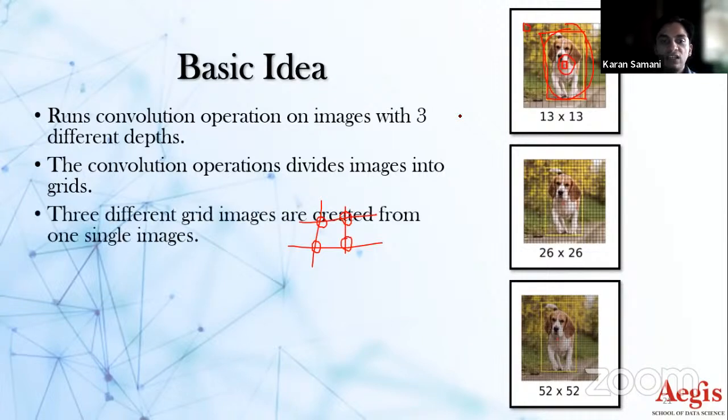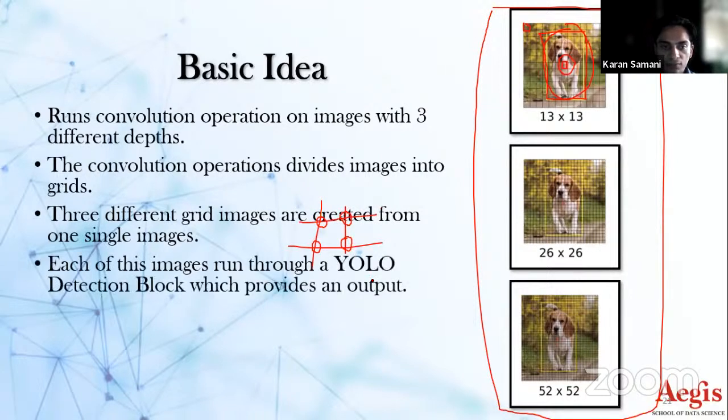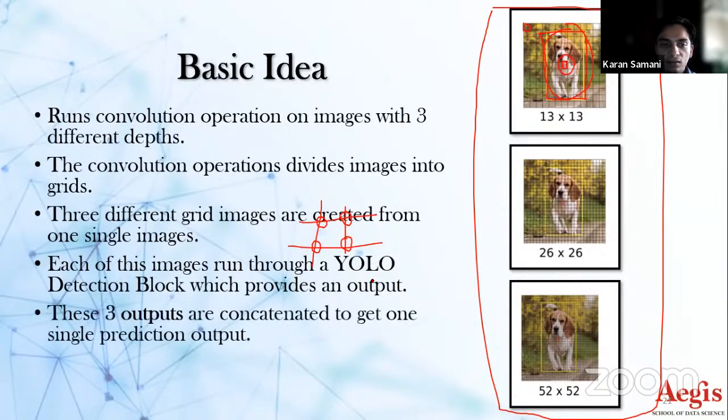So 3 different grid images are created from one single image, like 3 different depths. These 3 different depth images have 3 different grids, and they are generated from one single image. Each of these images runs through a YOLO detection block, as I mentioned in the earlier slide. Then the 3 outputs are concatenated together to produce a single prediction output. So this is the basic idea of YOLO.